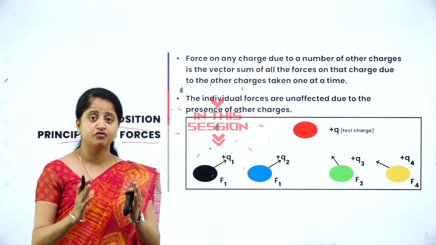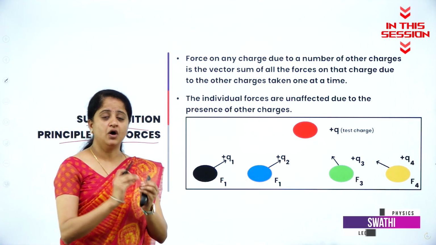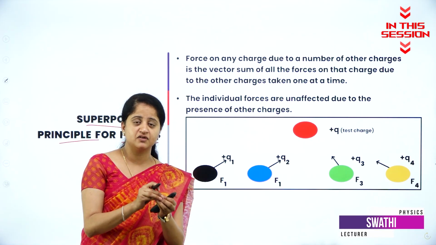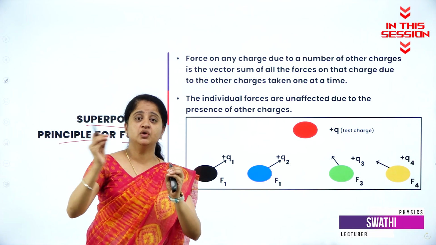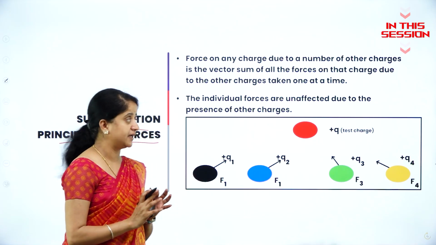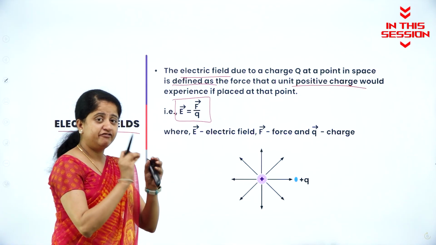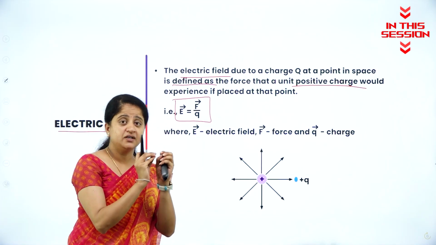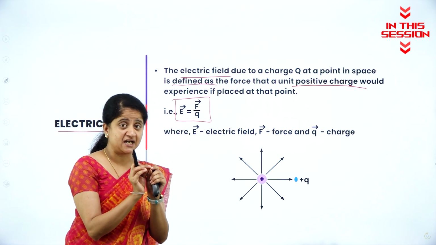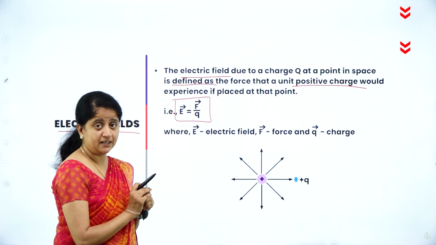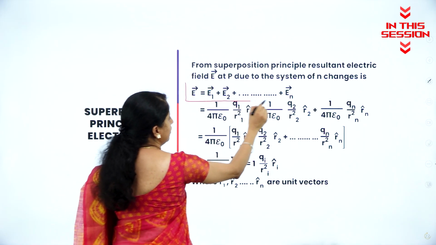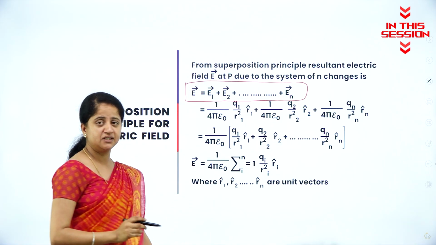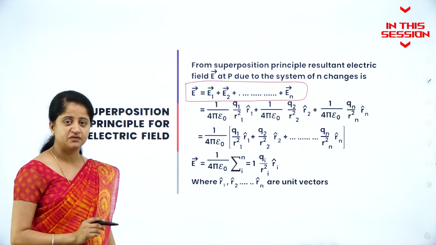Superposition principle for forces, which means we need to find the net force or the total force acting at a point due to the system of charges. In an electric field, if we place a charge, the force experienced by that charge is found by taking the vector sum of all the electric fields due to individual charges, according to the superposition principle.